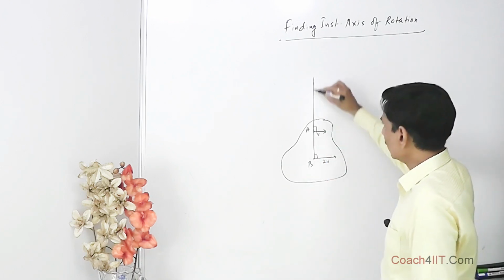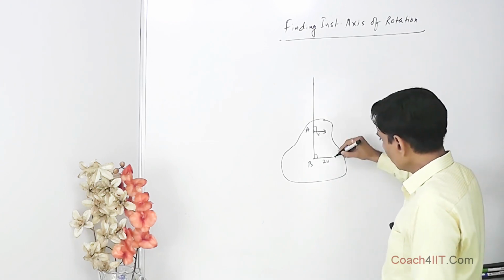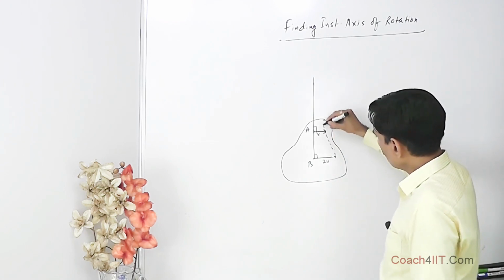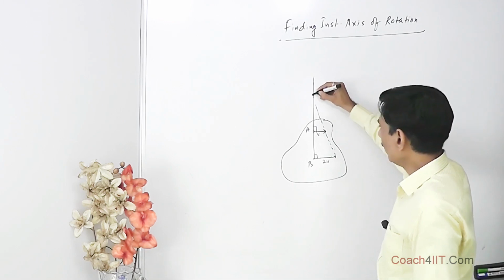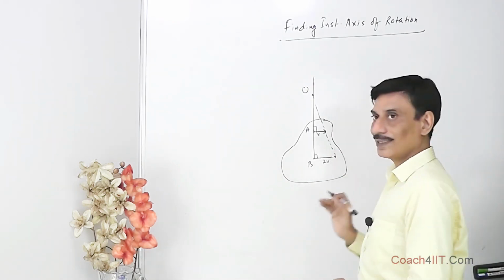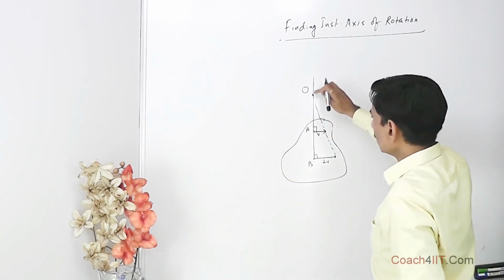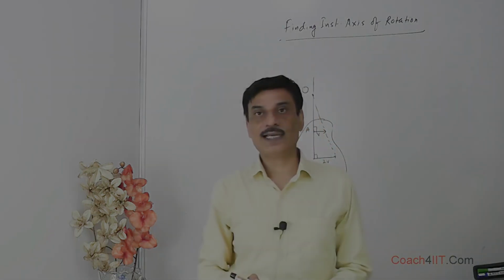So one line is this, which is fine. The second line to find the axis of rotation is to join these tips. Where these two lines intersect, that is the axis of rotation. So now at this instant we can say this whole body is rotating about this point as the instantaneous axis of rotation.